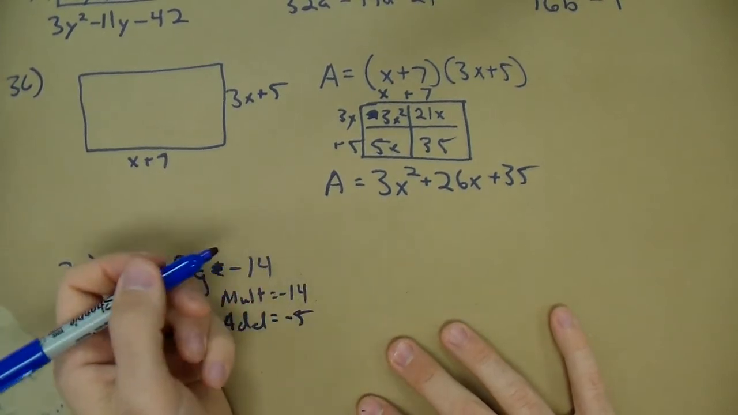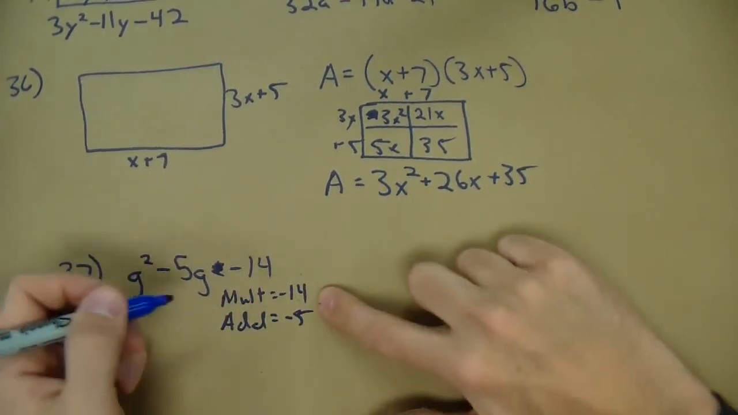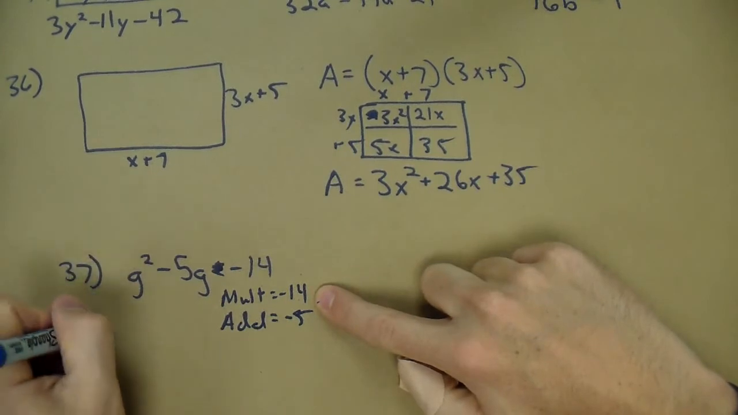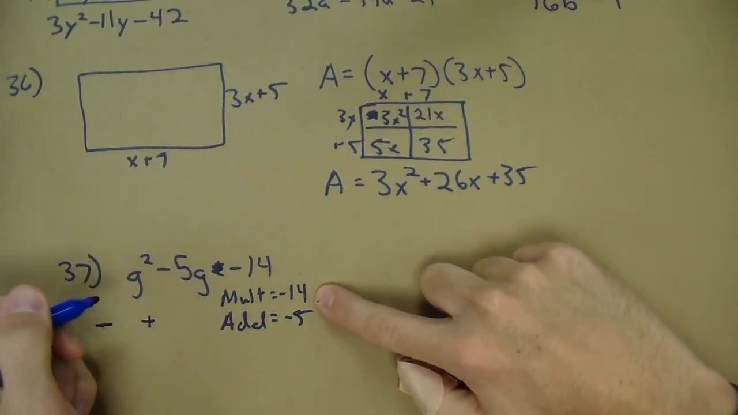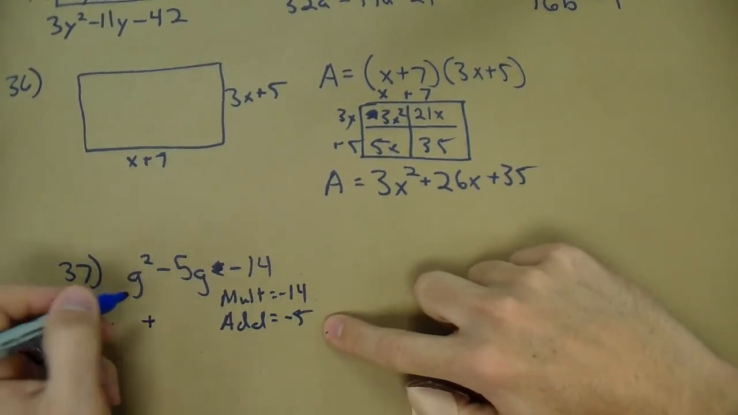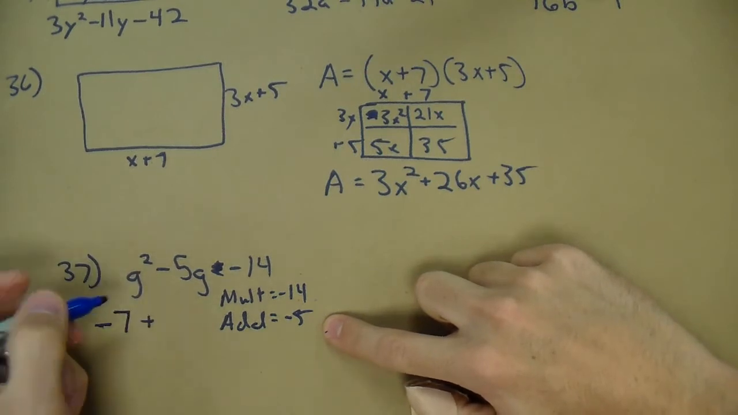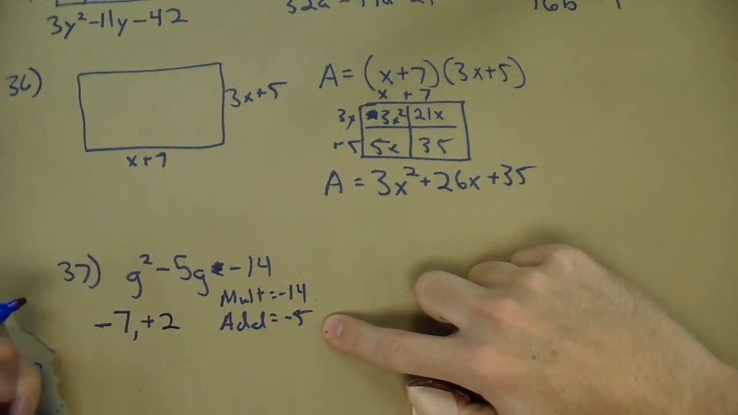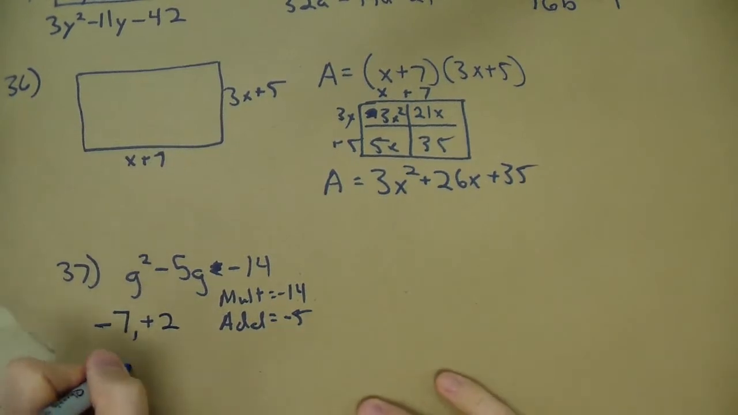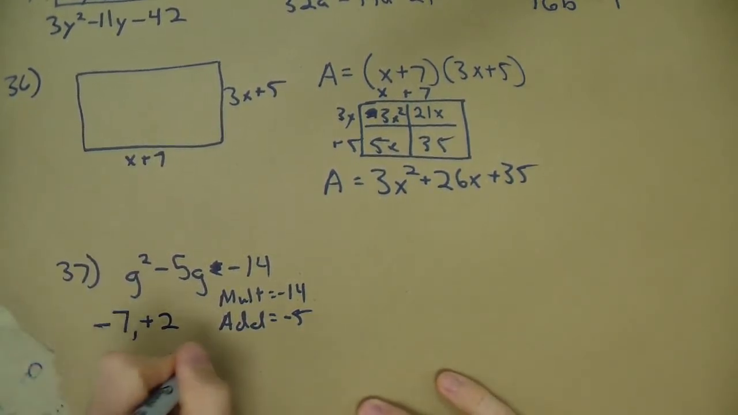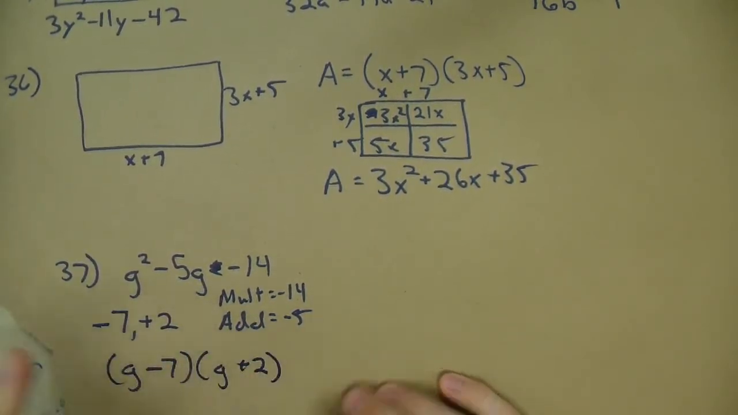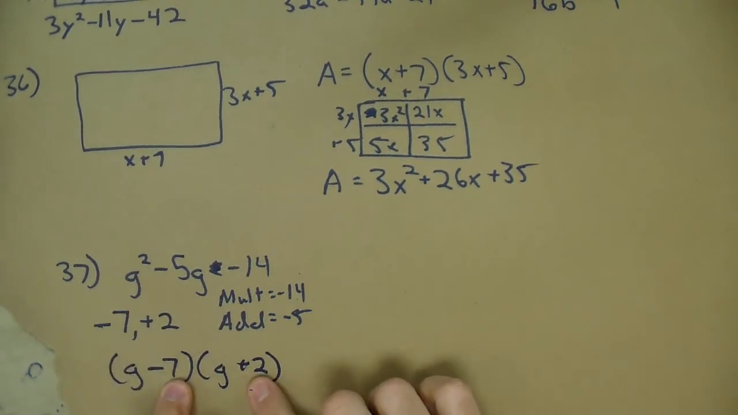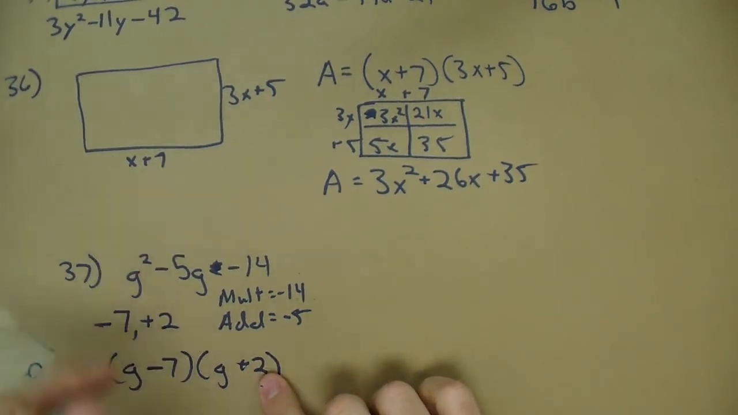Well, 7 times 2 gets me 14, but if I want a negative product, one of them has to be negative, one has to be positive. I want it to be a sum of negative 5. That shows the 7 should be bigger. So we'll go negative 7, positive 2. So we'd write this as g minus 7, g plus 2. We check. Negative 14 is what they multiply to. They add to negative 5. We're good.